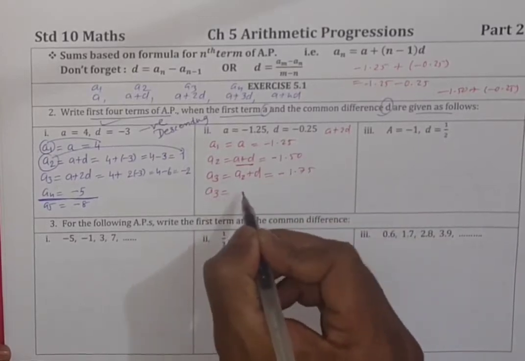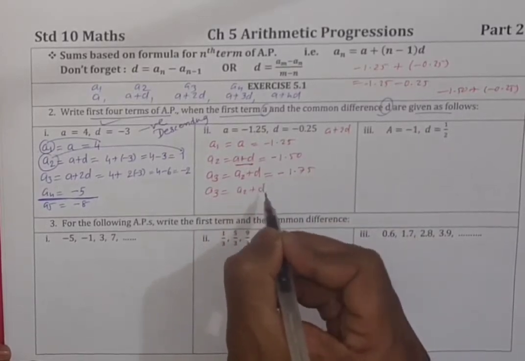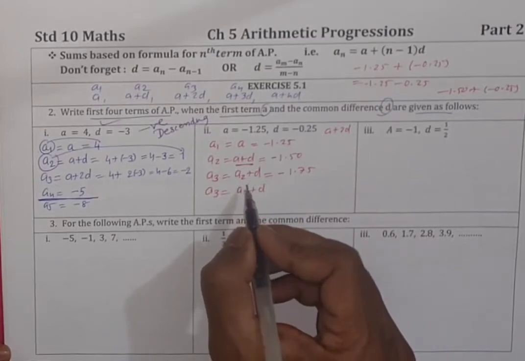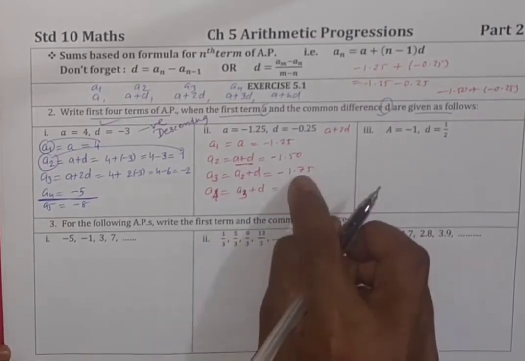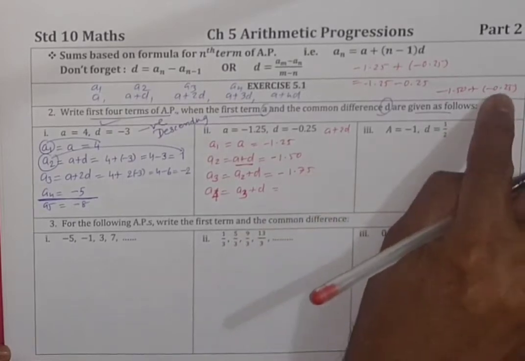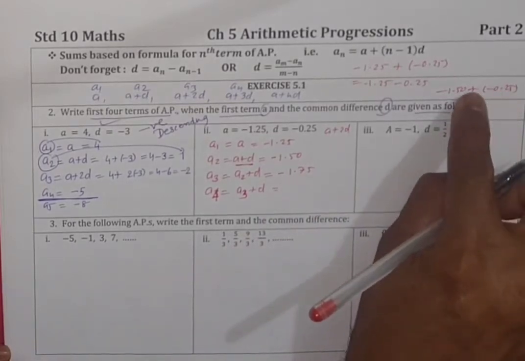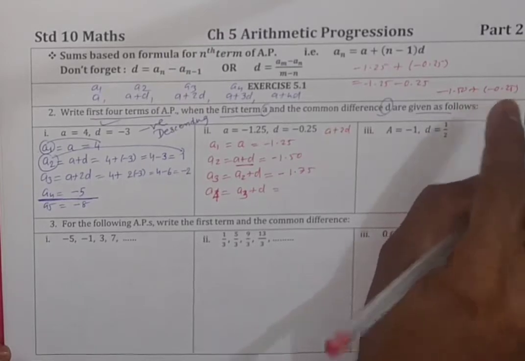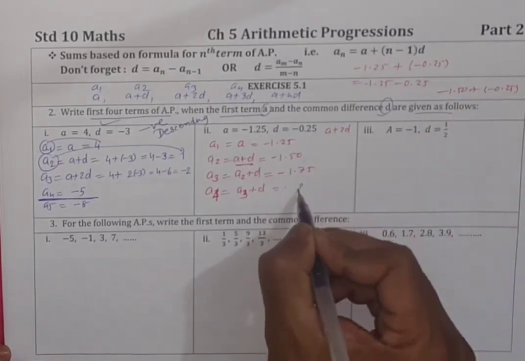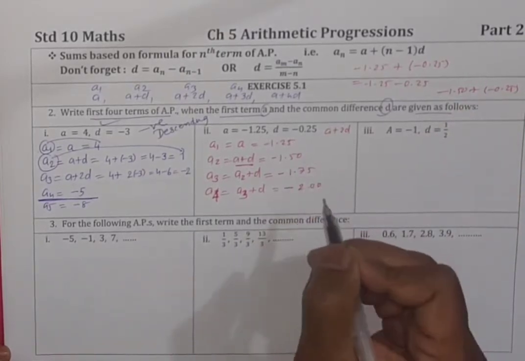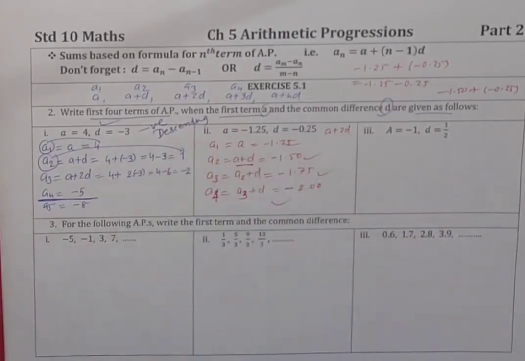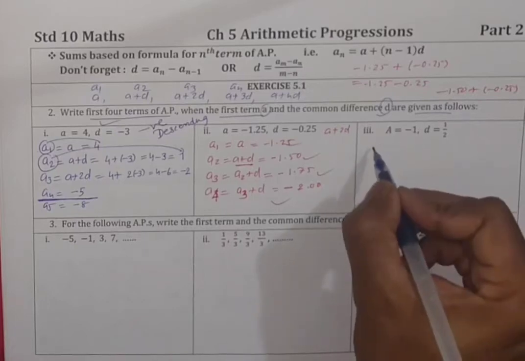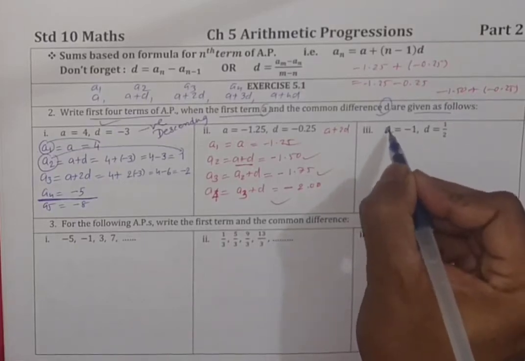उसी तरह A3 is A2 plus D, correct. A4 अभी चाहिए, सो A3 plus D. सो इसमें ही माइनस 0.25 ऐड करो, पर प्लस माइनस will become माइनस, सो सेम साइन टोटल करना पड़ेगा. So that is 2.00 with minus sign. So these are the first 4 terms of this AP. Alright, next, this is small a actually, huh?